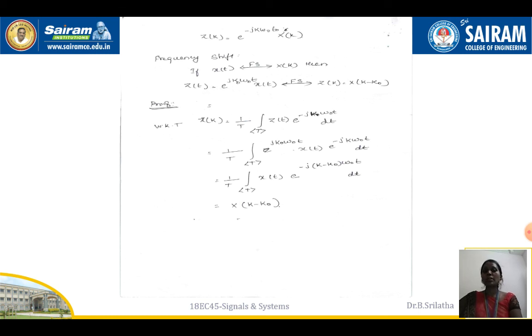If you compare this expression with our original Fourier series expression, instead of k we have k minus k naught. Then we can write this as x of k minus k naught. So in the reverse process, e power j k naught omega naught t x of t has Fourier series x of k minus k naught. Same thing, e power minus j k naught omega naught t x of t has Fourier series x of k plus k naught. Clear? This is frequency shifting. Previously we covered time shifting and the linearity property. These are the three important properties of the Fourier series. Okay, clear? Thank you.